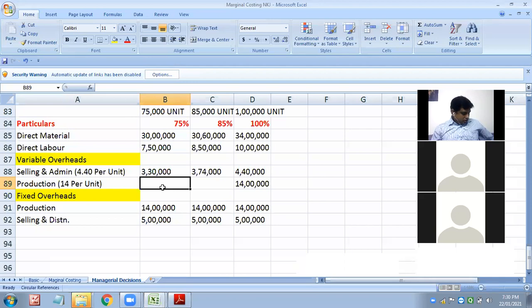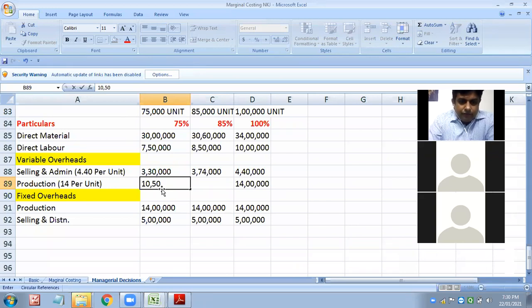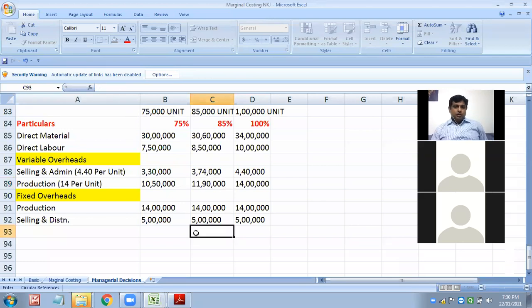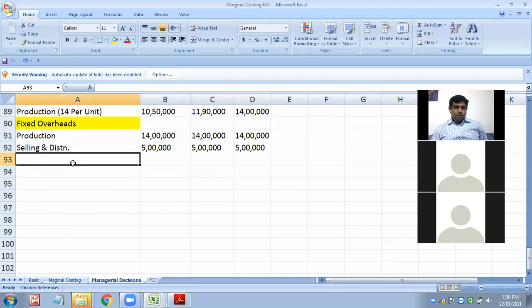10 lakh 50,000 for 75%, and 11 lakh 90,000 for 85%. Thank you, Hiral. Welcome, sir. So what is the total cost?